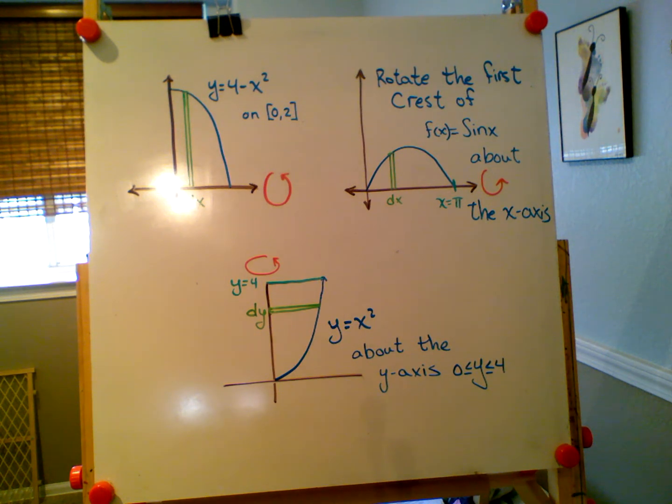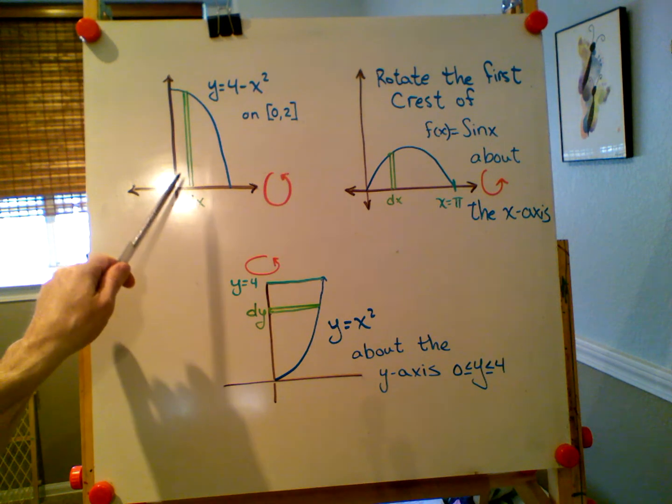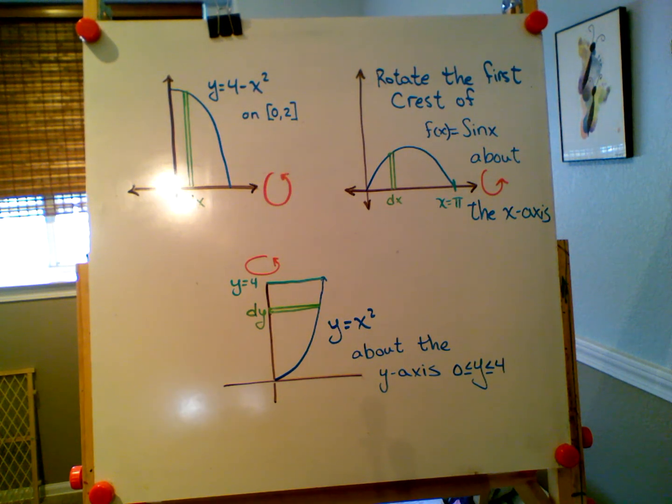I also like to draw in a little rectangle just to show, hey, what am I moving around? When I take this rectangle and rotate it, it's going to form a disk. And the volume of that disk is pi r squared times the height, or dx, the width in this case.